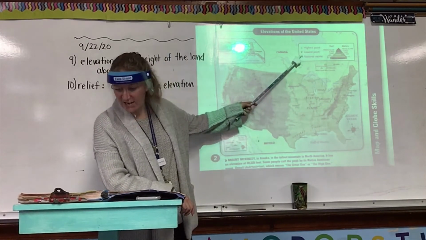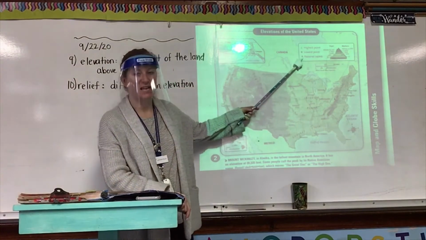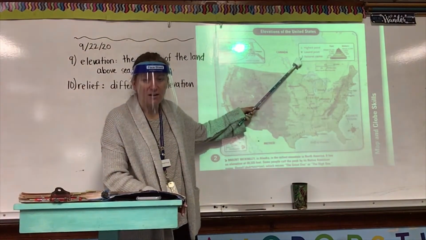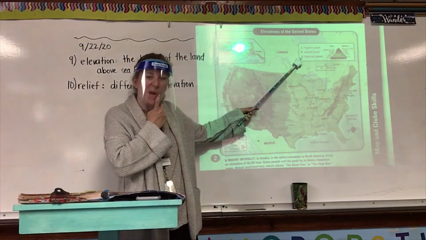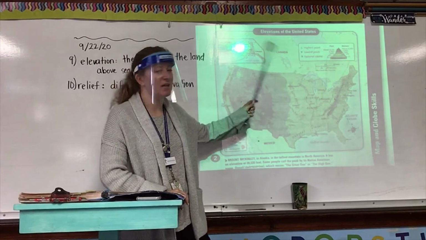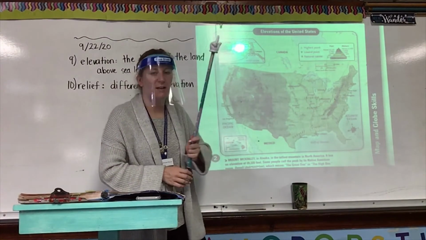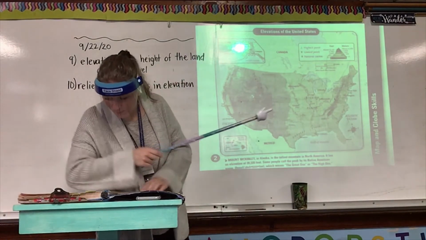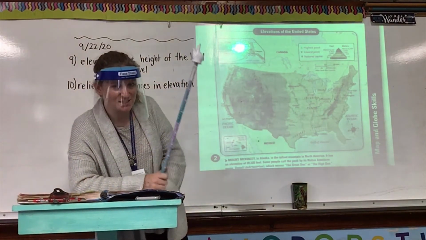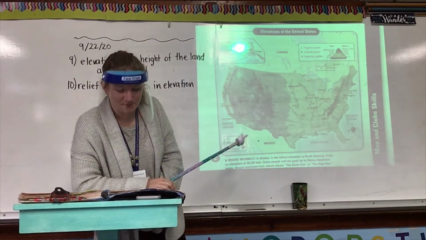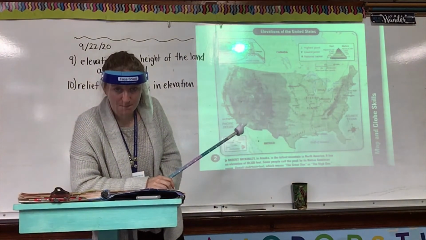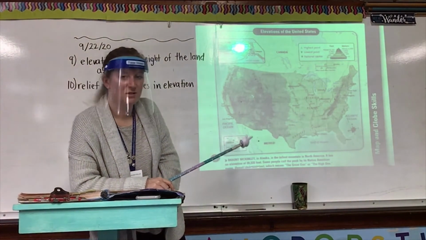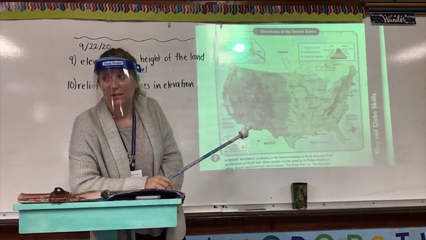Okay, what does the red triangle that's pointing down represent? What does it represent first? Not the specific name, but what does it represent? Smith. The lowest point. The lowest point of the country. Smith, have you found the lowest point yet? Where is the lowest point? What state is it in? Ooh, it's not labeled. Let's see if you know this, Smith. Kingston, can you help her out?